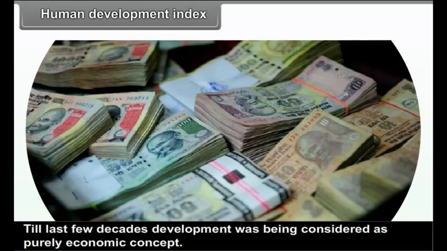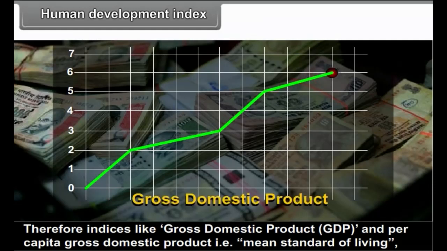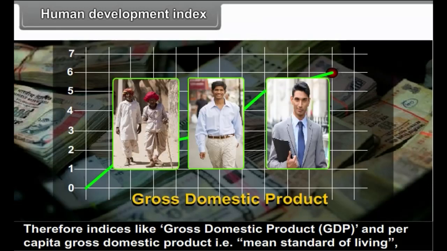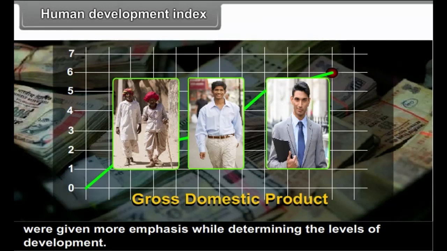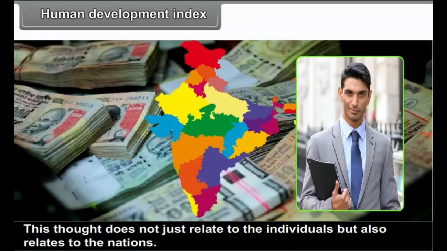8.3 Human Development Index. Till last few decades, development was being considered as purely economic concept. Therefore, indices like Gross Domestic Product (GDP) and Per Capita Gross Domestic Product, that is, mean standard of living, were given more emphasis while determining the levels of development. The thought that just the economic prosperity does not mean development has now been well accepted. This thought does not relate only to the individuals but also relates to the nations.